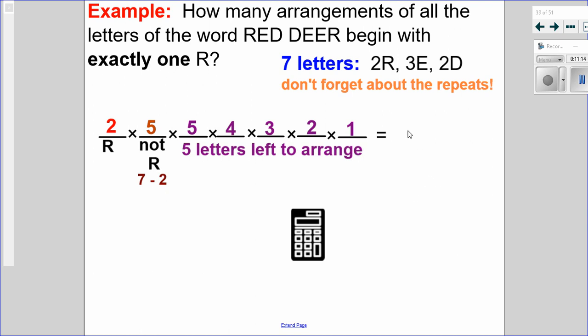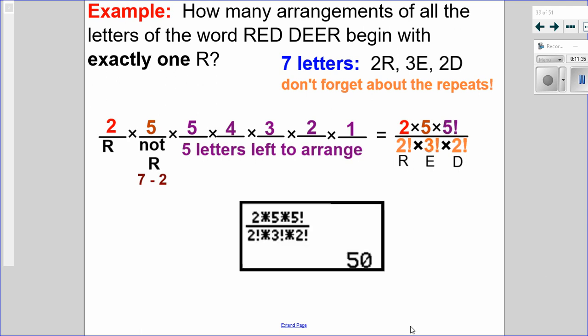Multiply all of those together. 2 times 5 times 5, 4, 3, 2, 1. That's the factorial. But don't forget to divide by the repetition. There are 2 R's, so 2 factorial ways of arranging the R's, 3 factorial ways of arranging the 3 E's, and 2 factorial ways of arranging the 2 D's. Put that into your calculator and you can see there are 50 ways of arranging the letters in the word red deer that begin with exactly one R.